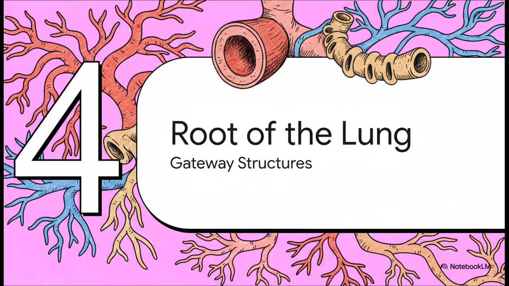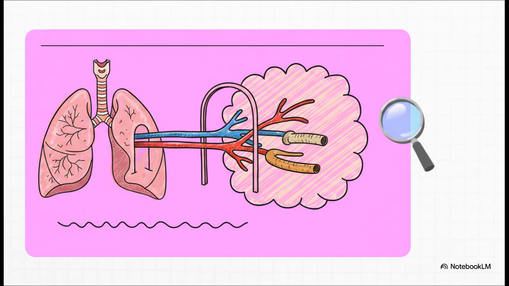Section 4. Root of the lung. Right smack in the center of that mediastinal surface is the absolute gateway of the respiratory system. But first, let's clear up a massive trap for first-year students. The terms hilum and root are not the same thing. Actually, scratch that. They're often used interchangeably, but anatomically, they shouldn't be.